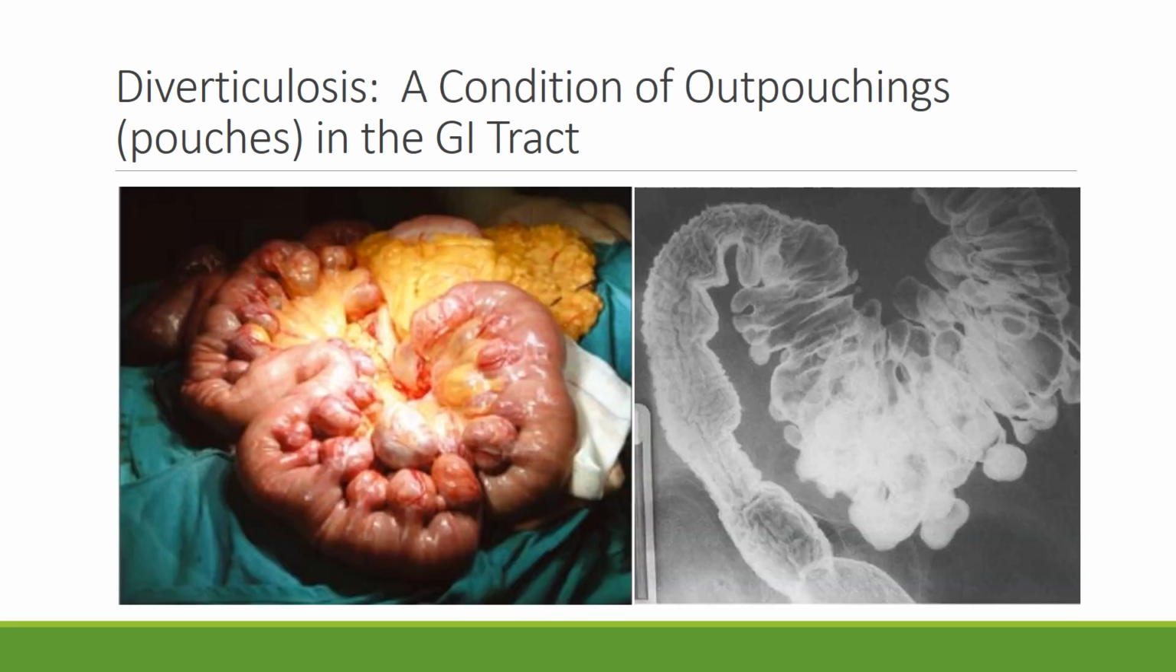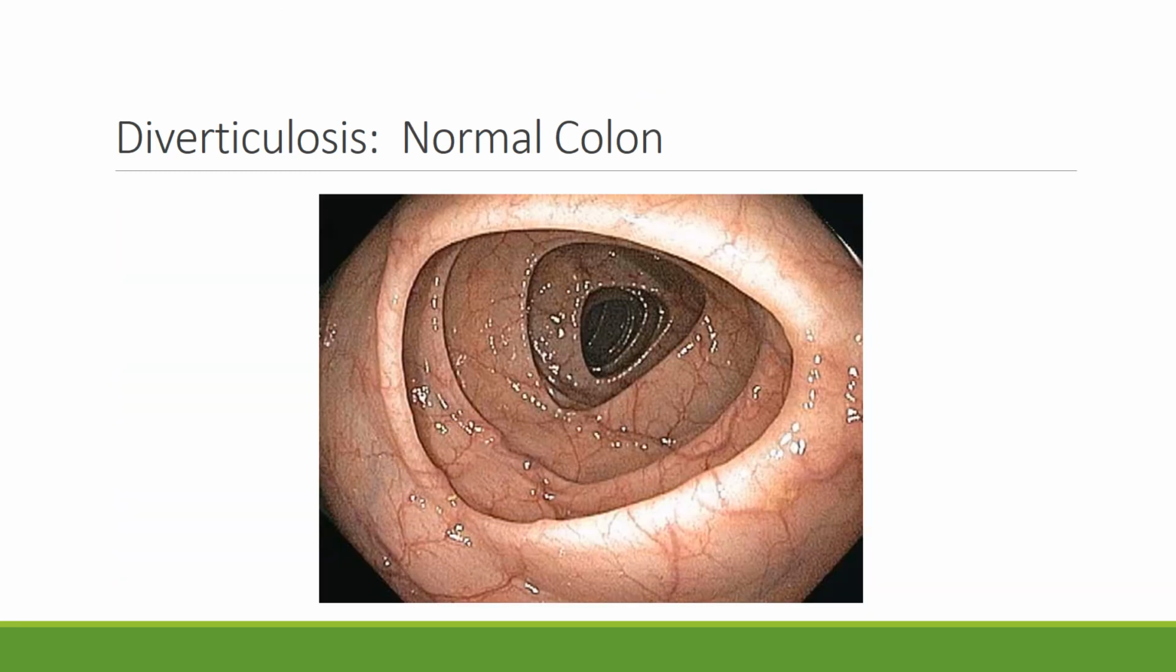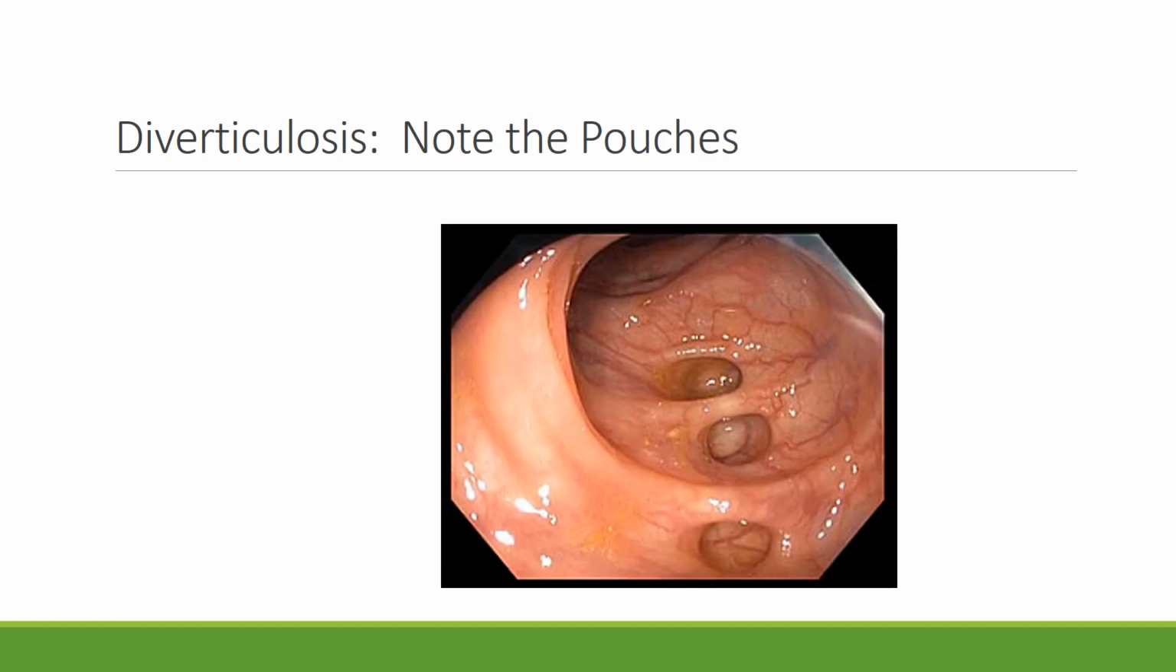You can see the pouches or diverticula in both of the pictures above. The one on the left is a gross picture of the colon. The one on the right is a radiologic picture of the colon. Here is a picture of a normal colon with no outpouchings or diverticula. Compare this view with the previous view of a normal colon. You can see the pouches or the diverticula clearly.